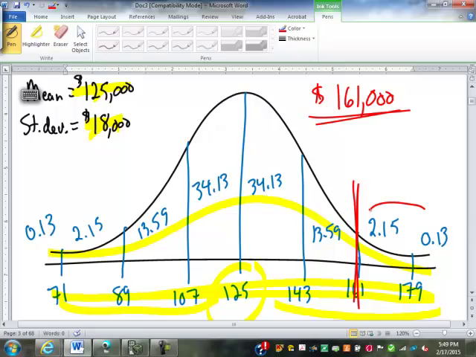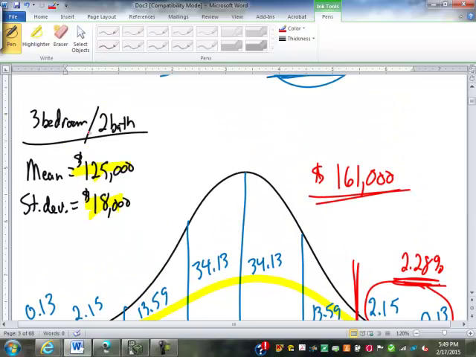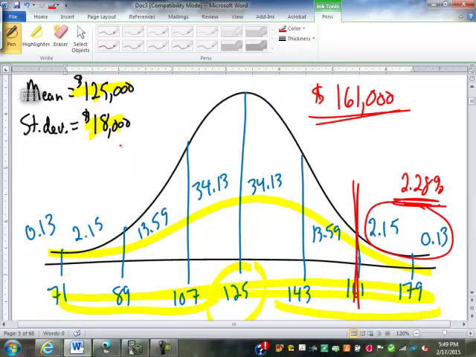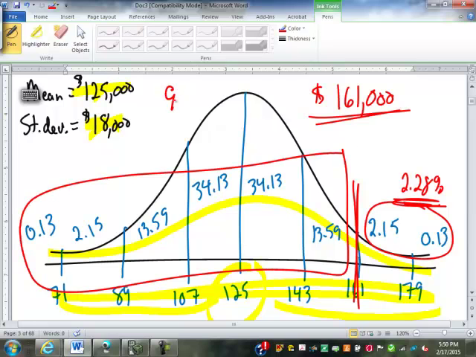Well, if we add up the percents on this side, that's 2.28%. What does that percent mean? That percent means only 2.28% of all houses that are 3-bedroom, 2-bath in that area sold for more than $161,000. If we add up the percents on this side, we get 97.72%, which means 97.72% of all 3-bedroom, 2-bathroom houses in that area sell for less than that, which means there's probably a good chance you're going to find a house that you still like for less money in that area.